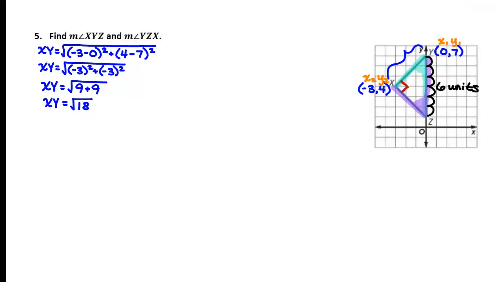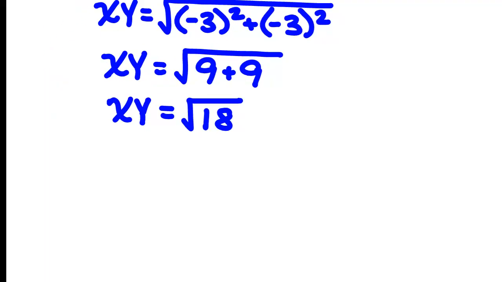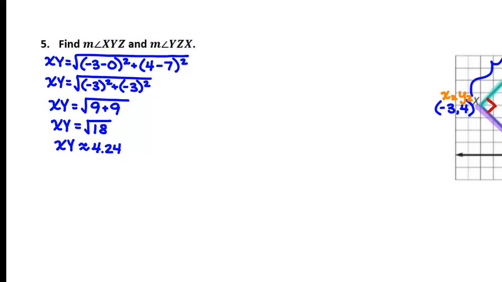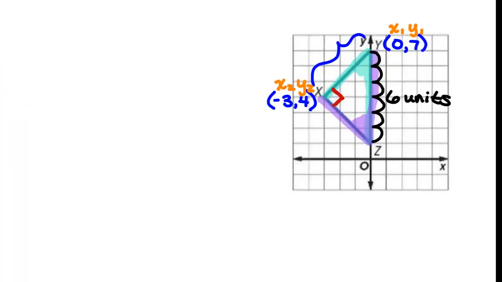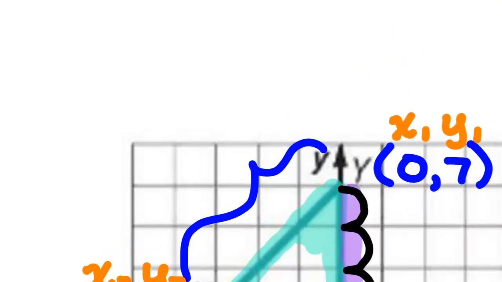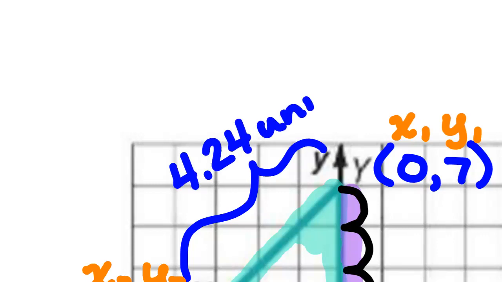Is the square root of 18 equal to 6? No, so this is not the same size as side YZ. What is the square root of 18 in decimal form, approximately? 4.24. Right, about 4.24. All right, so now let's find side XZ. This is 4.24 units.